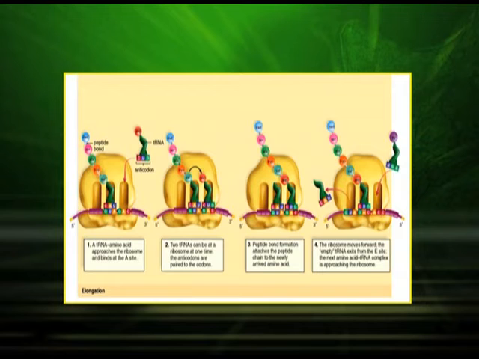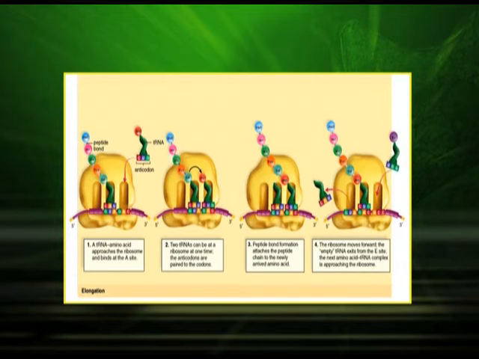Now, let us see with the help of the following diagram how the elongation process takes place. As you can see in the following diagram, the different steps in the elongation process. A tRNA amino acid approaches the ribosome and binds at the A site. In the second step, 2 tRNAs can be at a ribosome at one time. The anticodons are paired to the codons. The peptide bond formation attaches the peptide chain to the newly arrived amino acid, and the ribosome moves forward. The empty tRNA exits from the site.